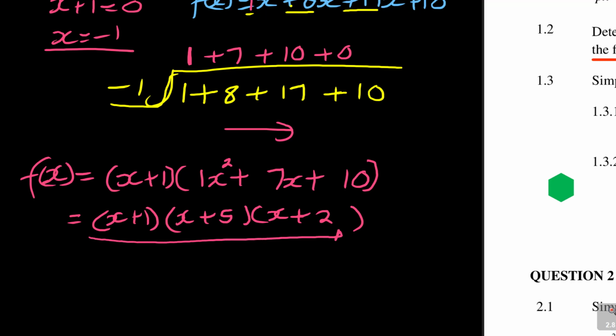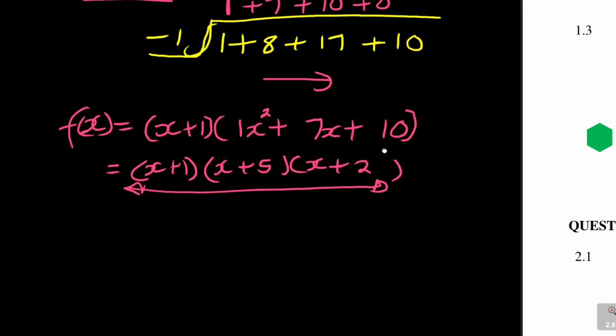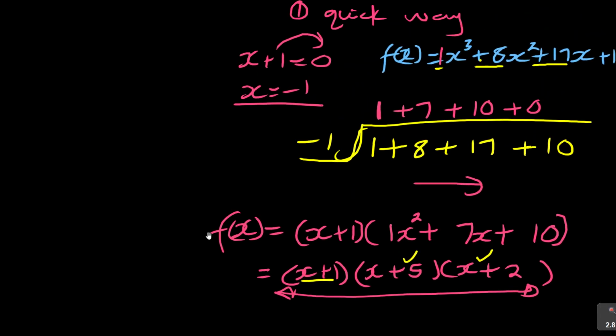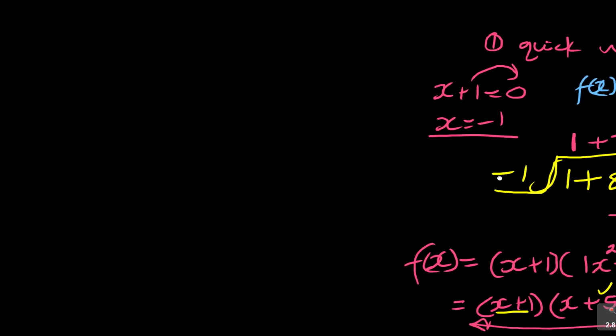As I said, get hold of my previous lessons. The question was, determine all the factors. So the two factors are the ones they will mark you on. These are the two factors that they are looking for, because already you are given that one. All right. Okay, guys, that was the quicker one, but let's go to the long route.